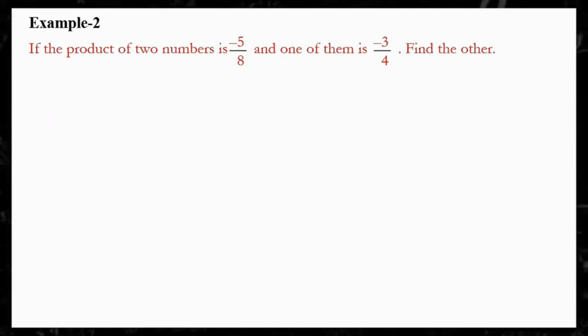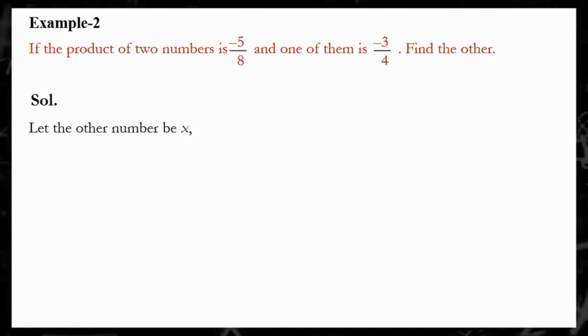Example 2. If the product of two numbers is -5/8 and one of them is -3/4, find the other. Solution. Let the other number be x. Then -3/4 multiplied by x is equal to -5/8.